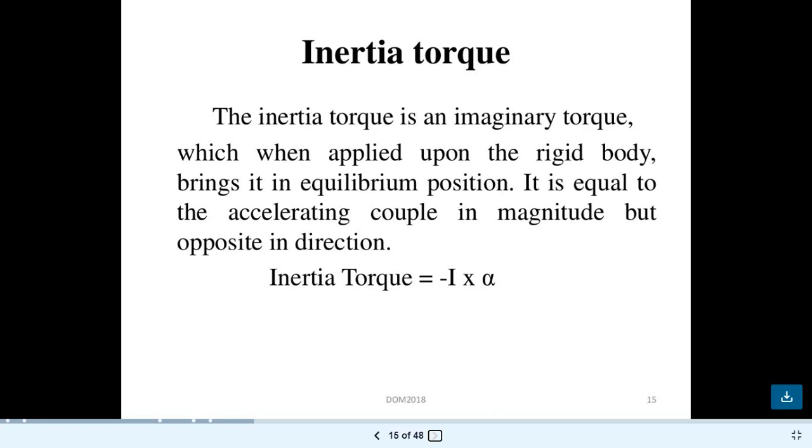How does it happen? By the resistant force. That resistant force is called inertia torque. That opposite couple moment is called the inertia torque. Normally the torque is equal to I alpha, where alpha is the angular acceleration. So the inertia torque will be the same but in the opposite direction. That's why we use the negative sign, minus I alpha.